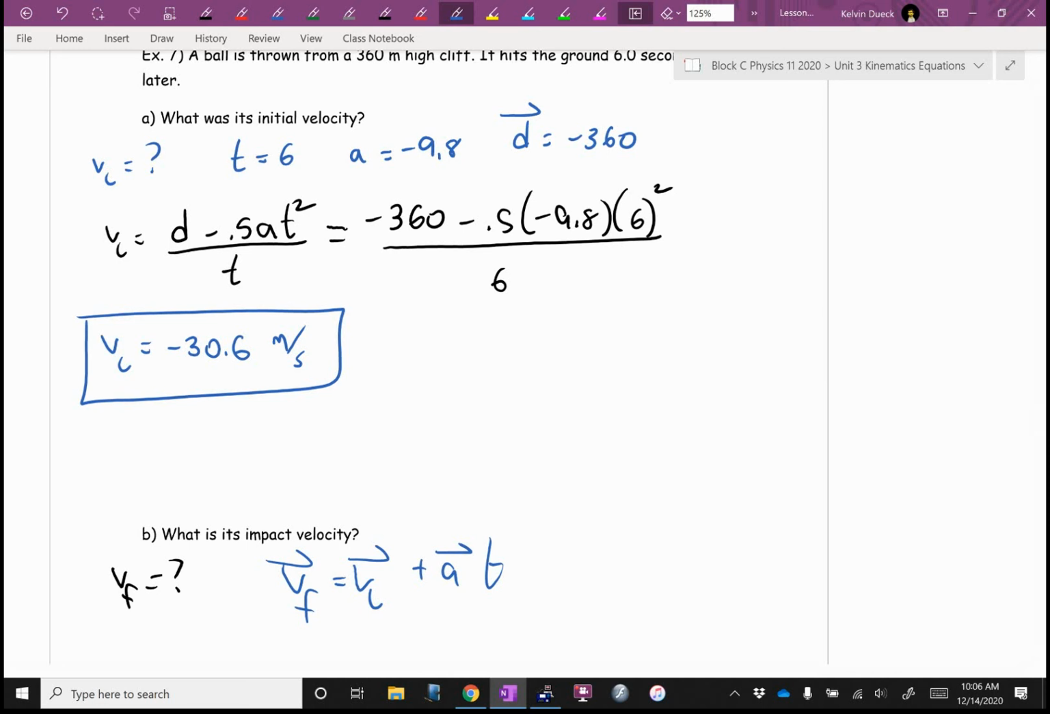If this was a test and you got part A wrong, but you dropped your VI right there and did part B correctly, even if you got the wrong answer, I would give you 2 out of 2 for part B because you've done it correctly.